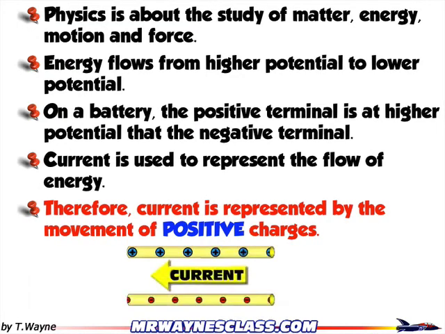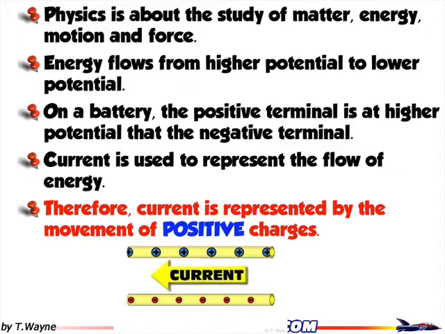Therefore, and this is important, current is represented by the movement of positive charges, because our charges go from high potential to low potential, or from the positive terminal to the negative terminal, and only positive charges can do that. So if you're looking at current as the flow of negative charges and you're going to use a left-hand rule, then this video may not help you, because it's all about the flow of energy from high potential to low potential, and that's a flow of positive charge to represent the current.